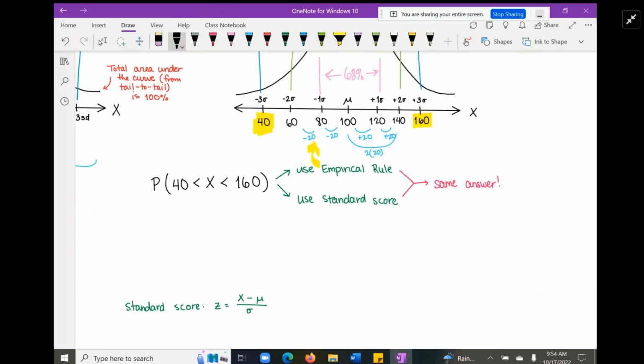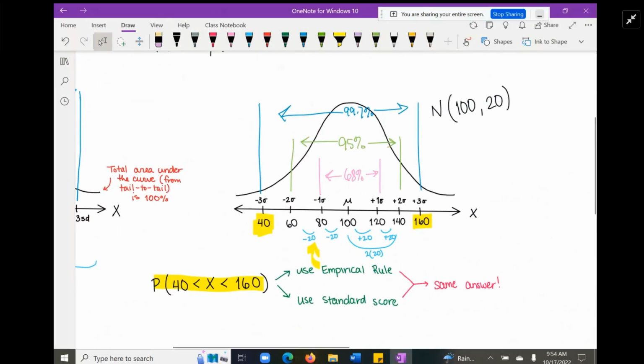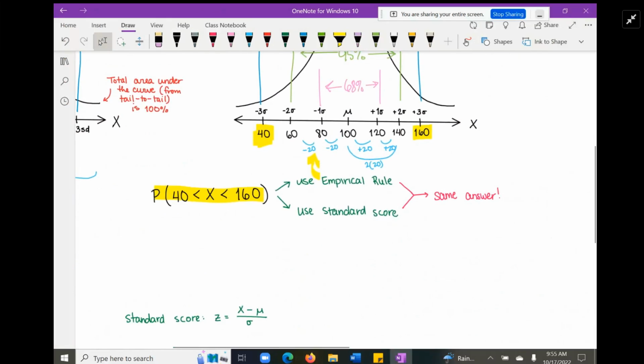So this is how most, if not all the time, you will see it written when you're dealing with random variables or X variables like this: P of 40 to 160, written in inequality notation. So we're showing that range where the lowest boundary is 40 and the upper is 160. With the empirical rule, we see that the area related to that range is simply 99.7%. And that's our answer. That's it, right?